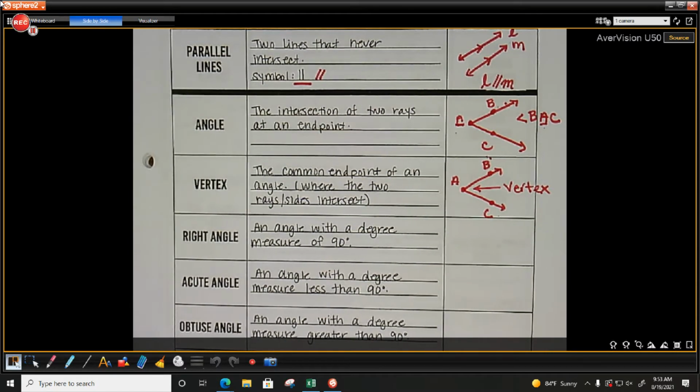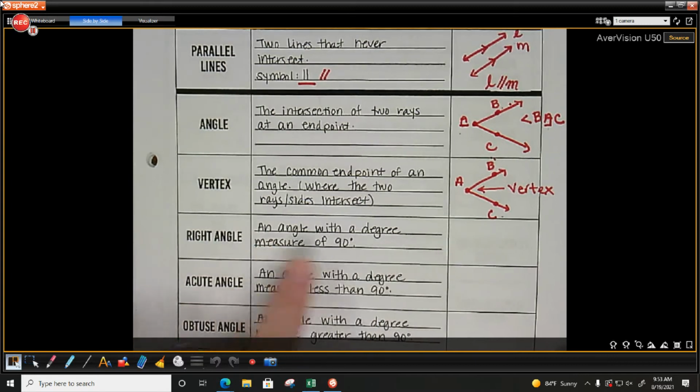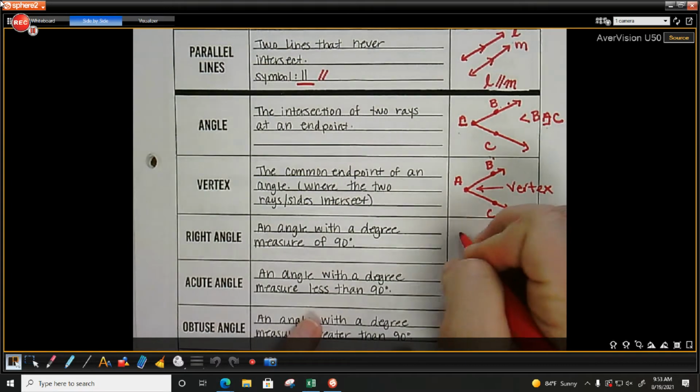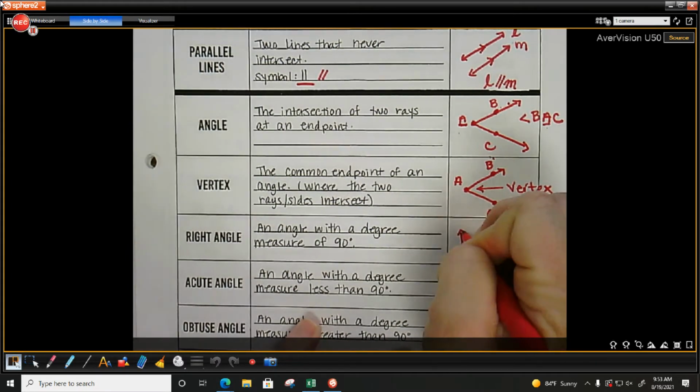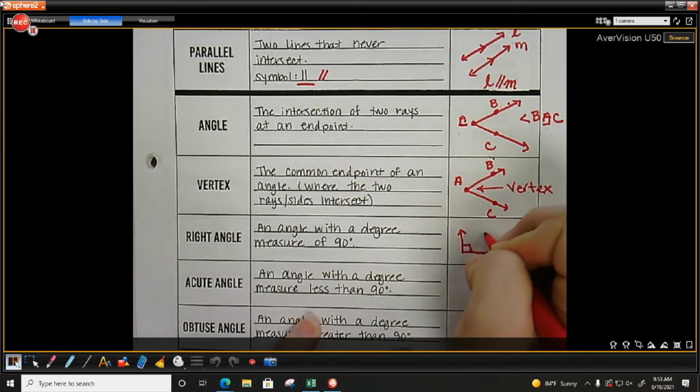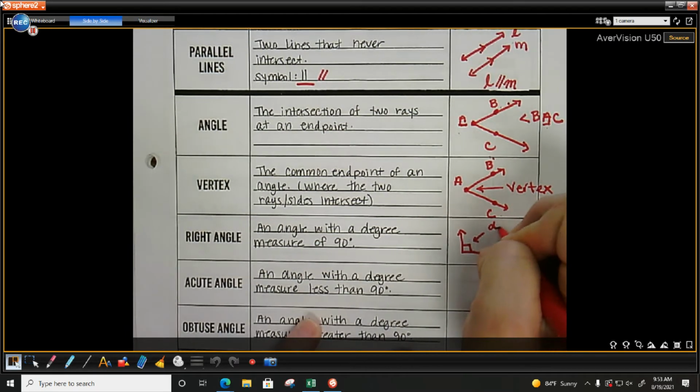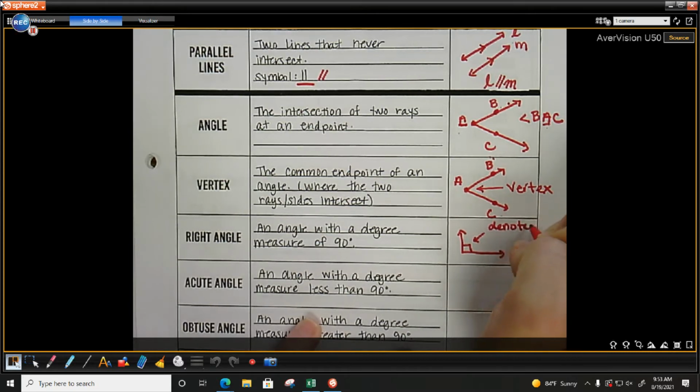Okay, what's a right angle? 90 degrees. So it's an angle with a degree measure of 90 degrees. So remember, that symbol right there denotes a 90-degree angle.